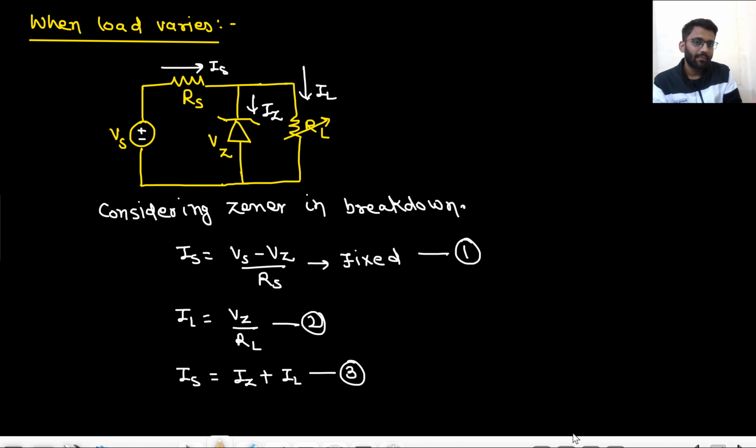If my load resistance is minimum, that means my IL will be maximum. If IL is maximum, that means IZ has to be minimum. So these two currents are enemies. If IL is maximum, IZ will be minimum. If IZ is minimum, IL is maximum. Are you getting my point? So I will just write this point.